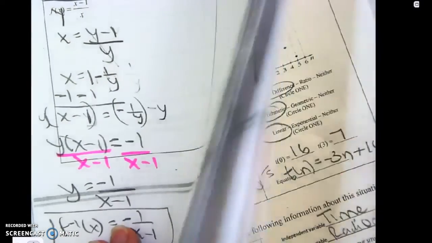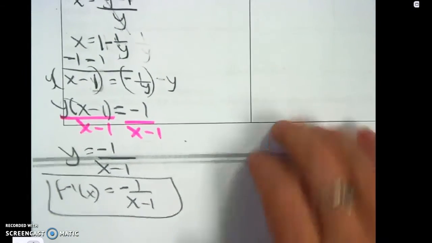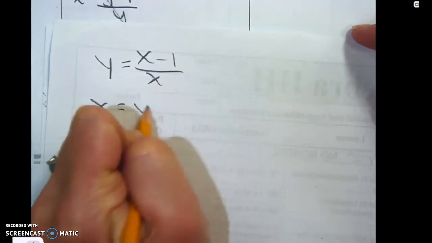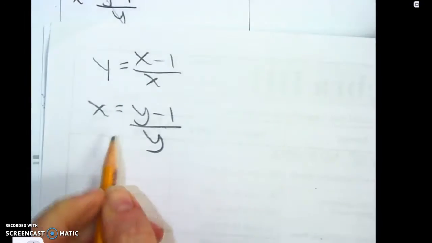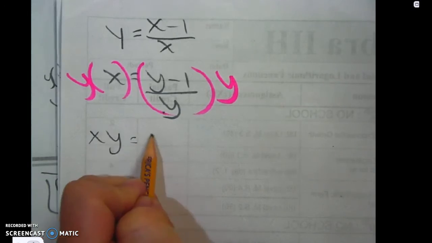I'd like to show you a different way because my brain goes a different way. But I just thought of that way just now, so I want to show you more than one way. So let's say I had this. So y equals x minus 1 over x. Switch the x and the y like before. So in the other one, I divided and divided. This time what I'm going to do is multiply both sides by y. Because my brain doesn't like fractions. And so that's kind of where I go right now.